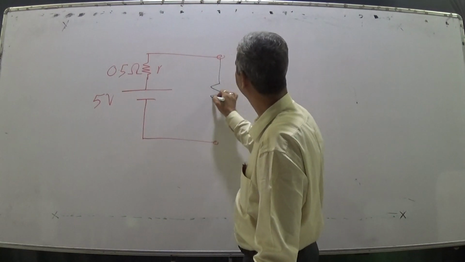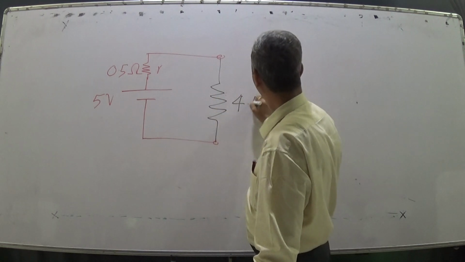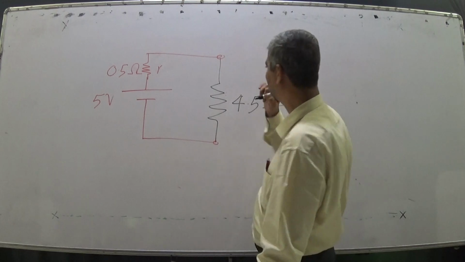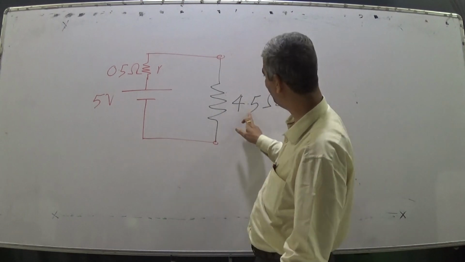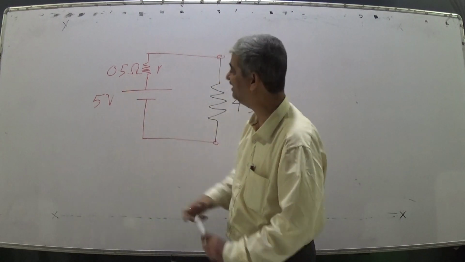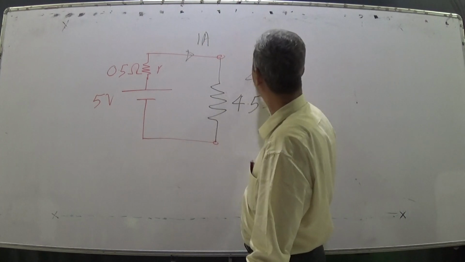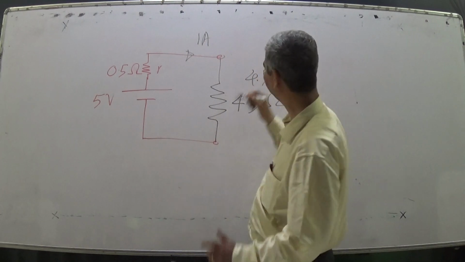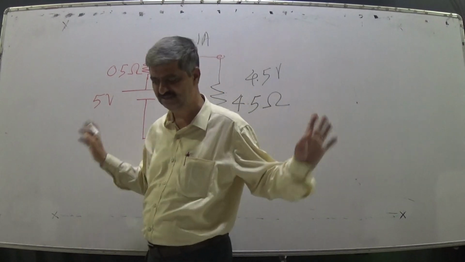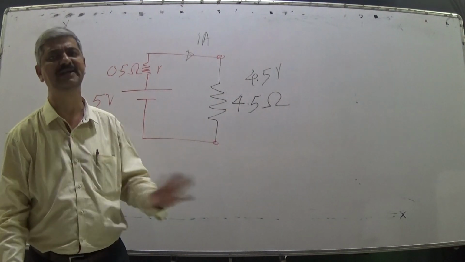a resistor of 4.5 ohms, in that case what will happen? 4.5 ohm, 0.5 ohm, total 5 ohm resistance, so there will be 1 ampere current and there will be 4.5 volts. So then it becomes very simple and you can solve all problems with quite ease.